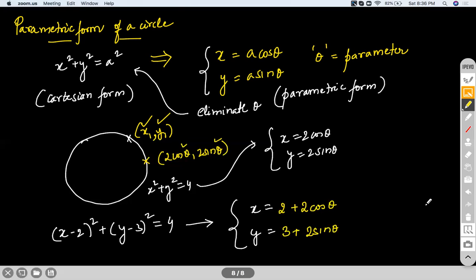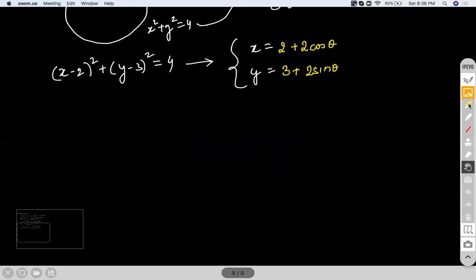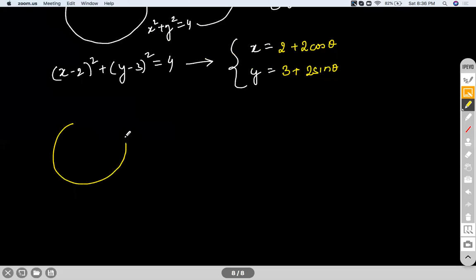So now coming back to our requirement, let's say I give you a circle whose equation is x square plus y square is equal to a square. And I give you a point here, a cos theta, comma, a sin theta. And I ask you, write down the equation of a tangent drawn at this point.